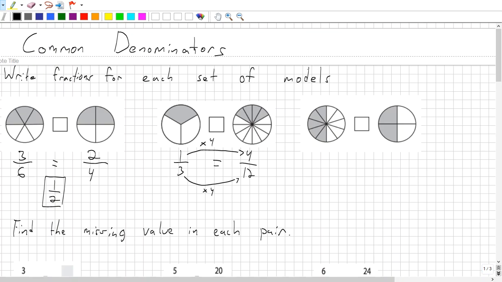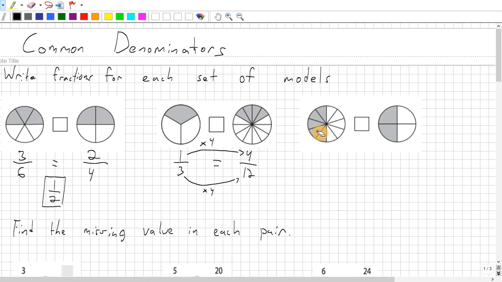All you're doing is taking that pie, that circle, and cutting it into smaller and smaller pieces, but you're shading the same amount of space. You have to shade more of them to equal the same amount of space though, correct? Excellent. Okay, so that's a good demonstration for that.